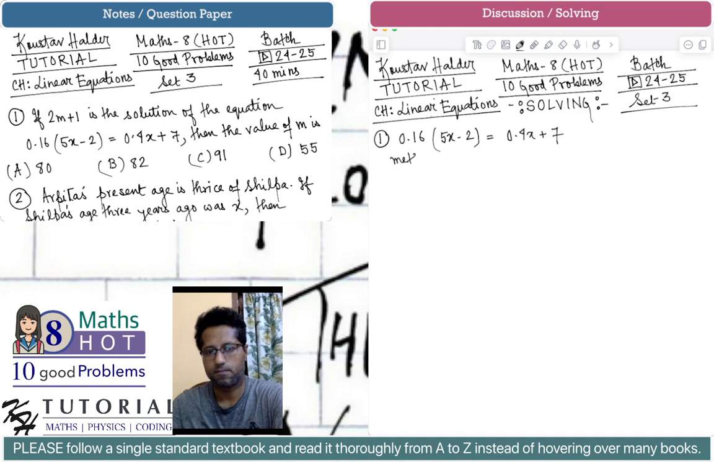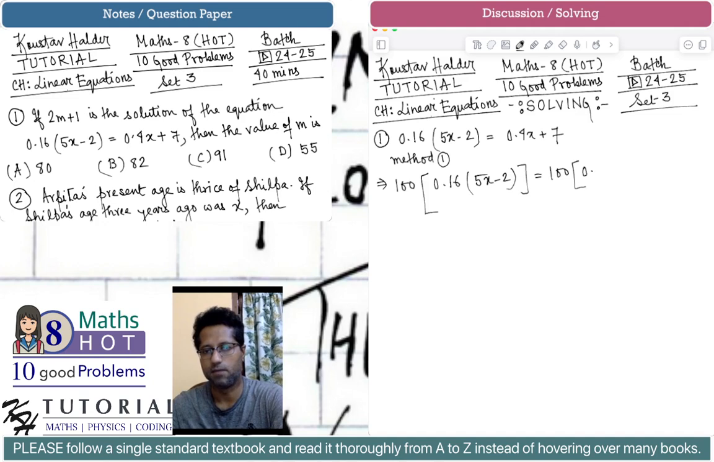Method 1. I am multiplying both the sides by 100, since the maximum decimal places of the decimal numbers appearing in the equation is 2, that is 0.16. So if I do this, the LHS is 100 multiplied by 0.16 times (5x minus 2), and similarly I will multiply the right hand side with 100. I have 100 multiplied by (0.4x plus 7).